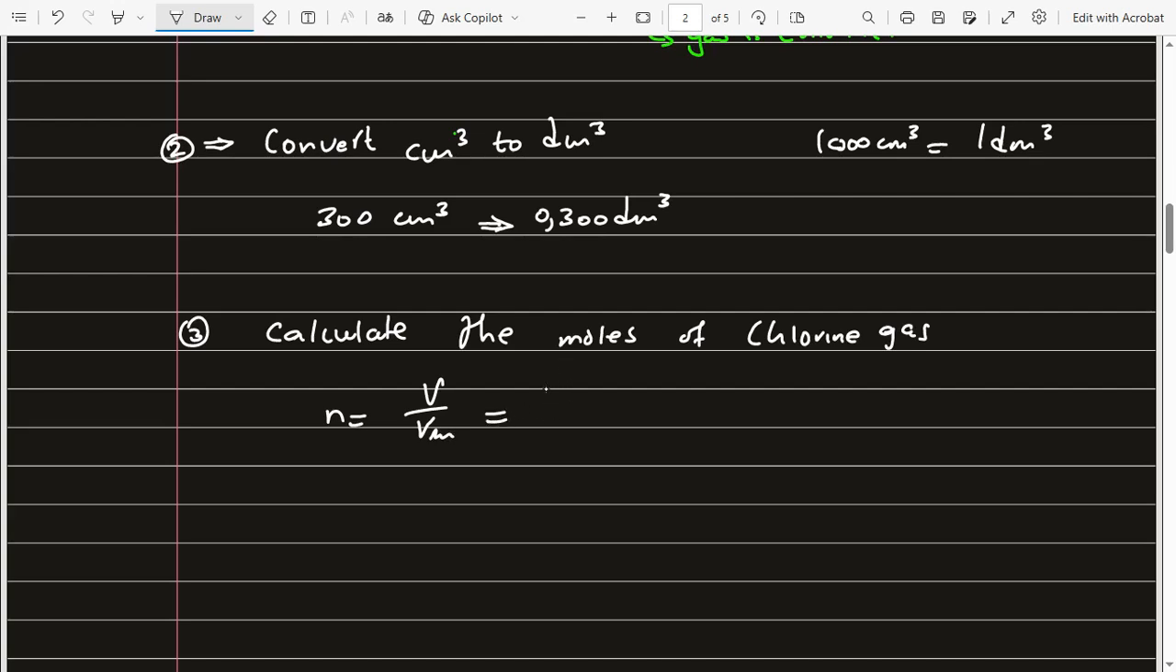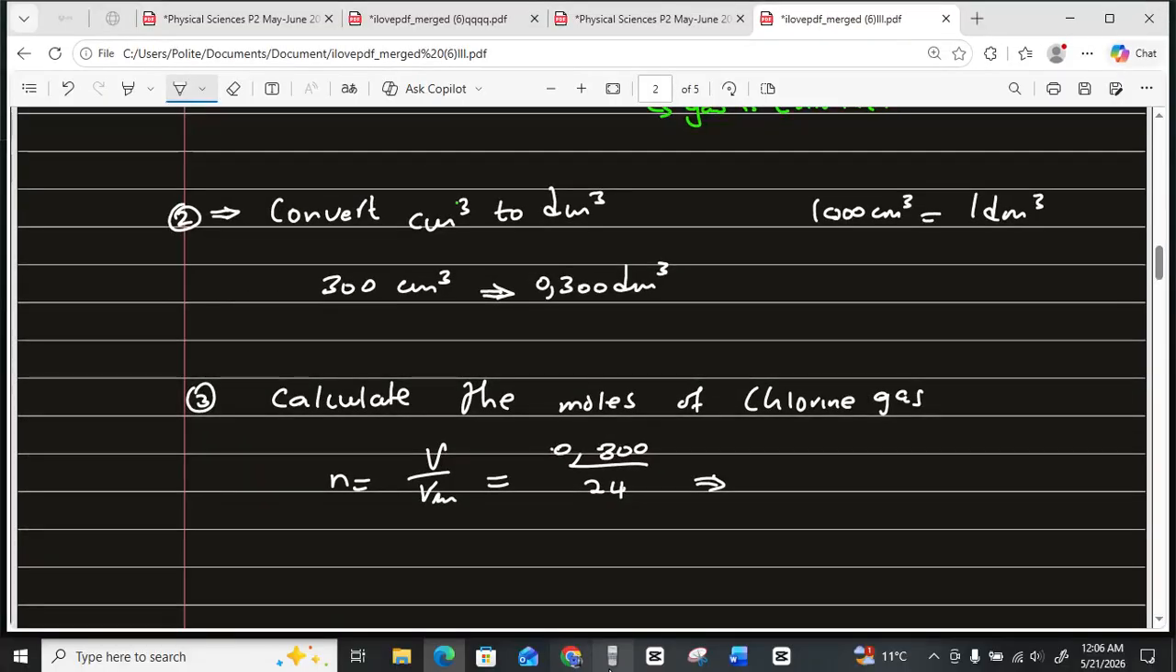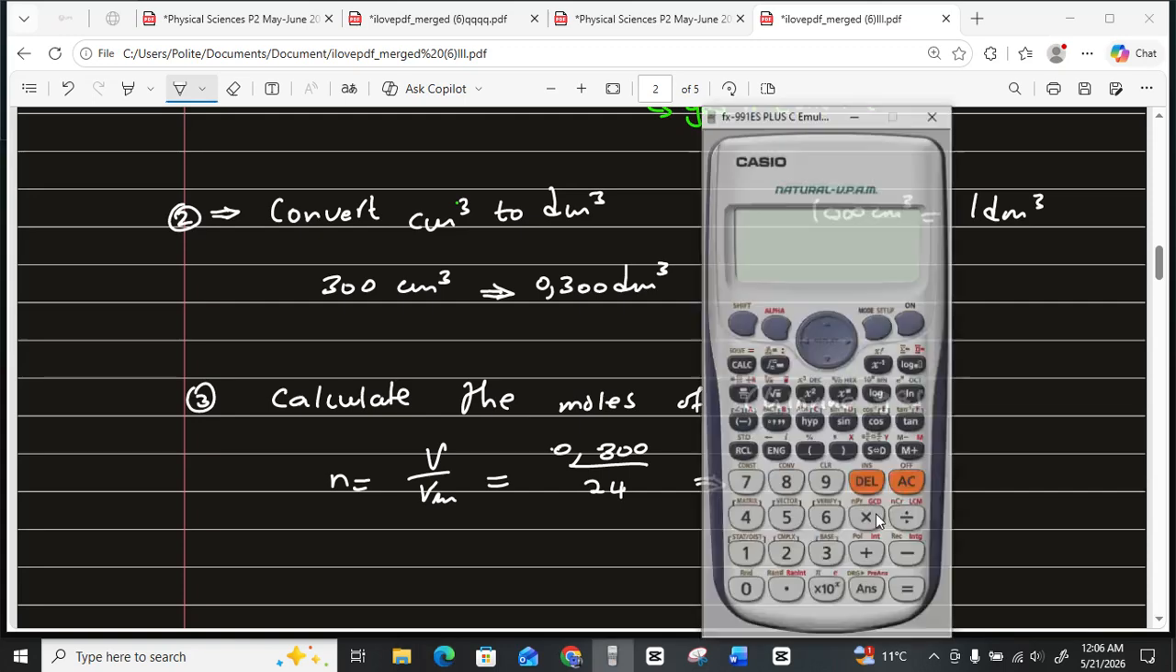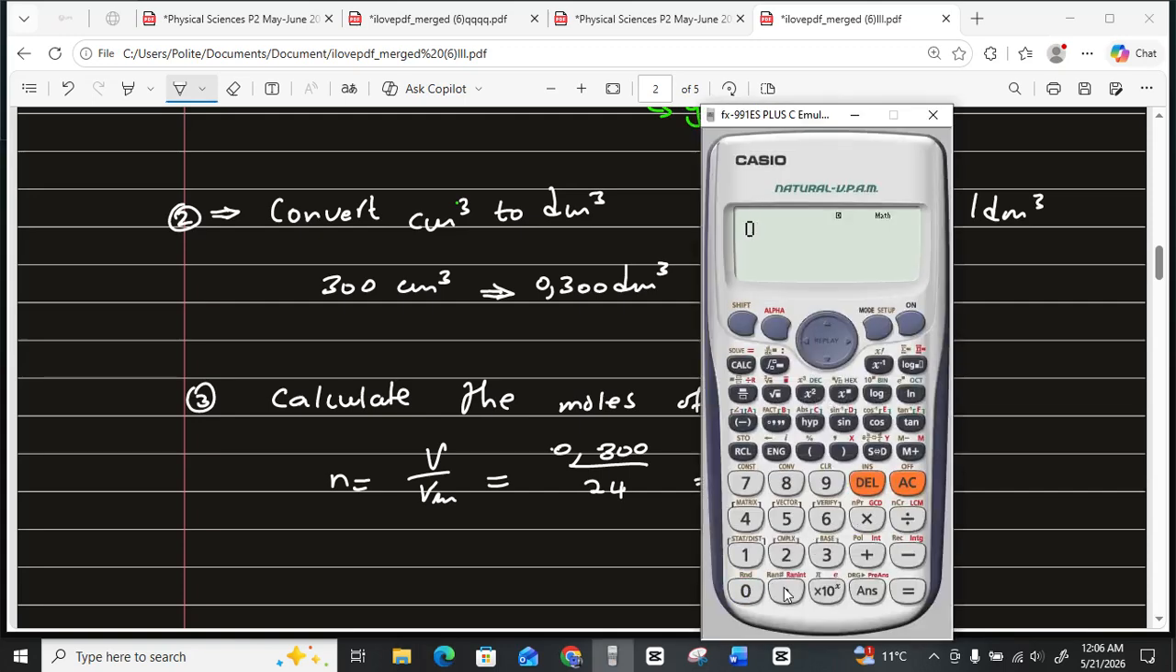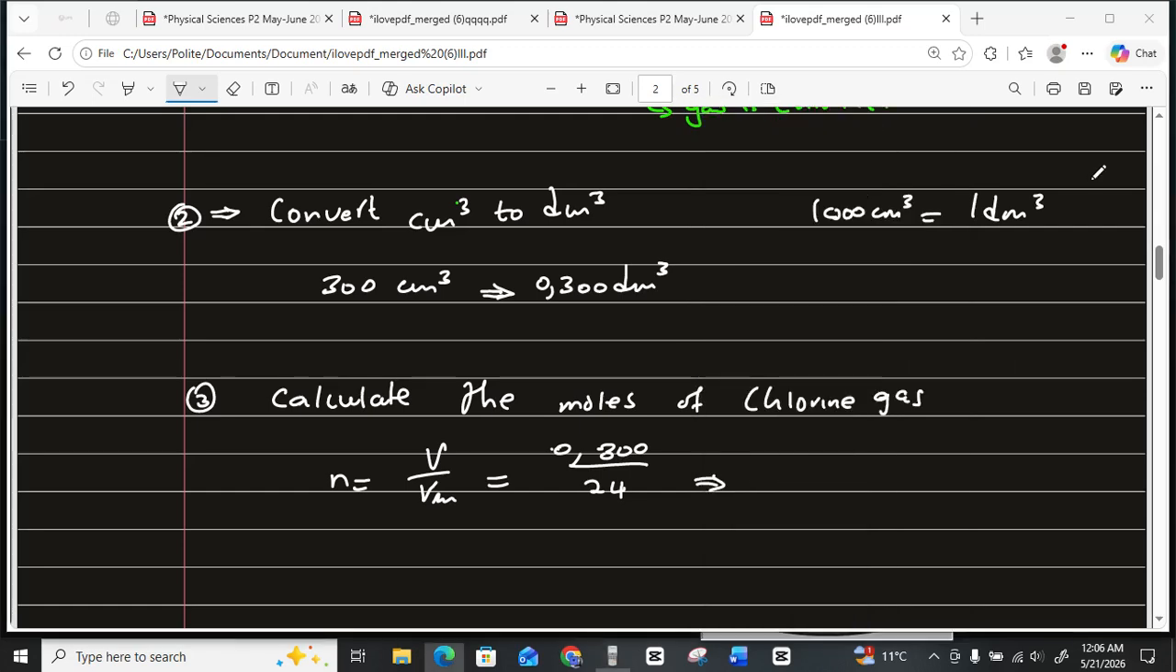Do the substitution. The volume is the one that we just converted as 0.300, everything divided by the Vm that is given as 24. Punch that on the calculator. Let's see what we get from that. We're going to take 0.3 divided by 24, and this gives me an answer of 0.0125 moles.